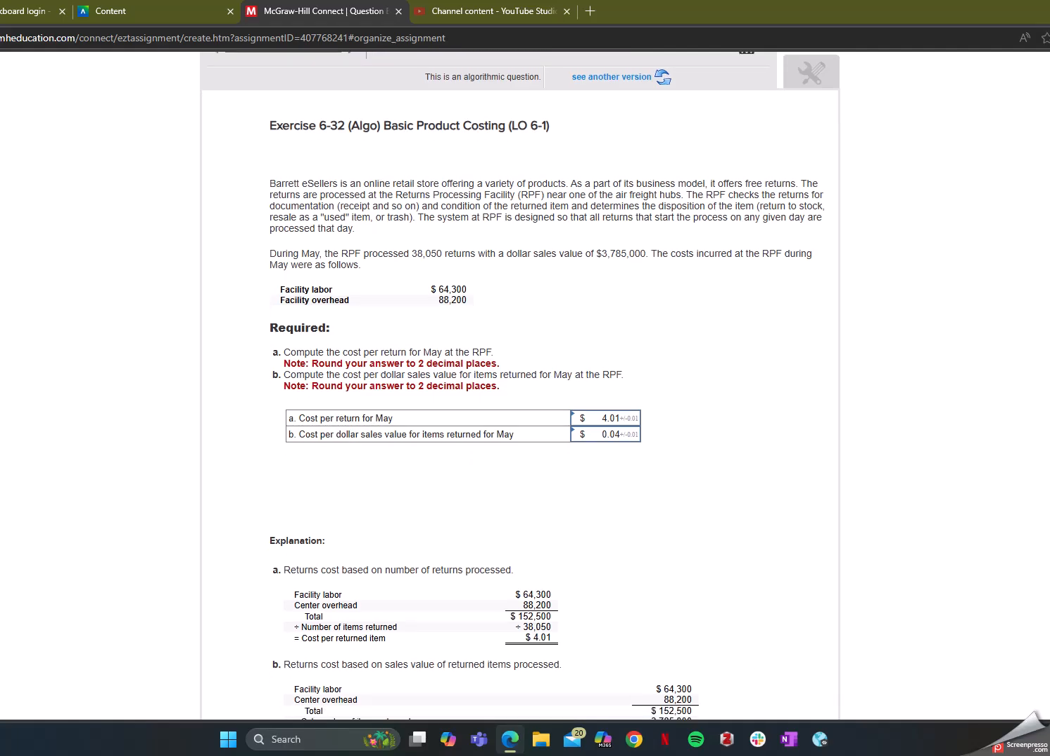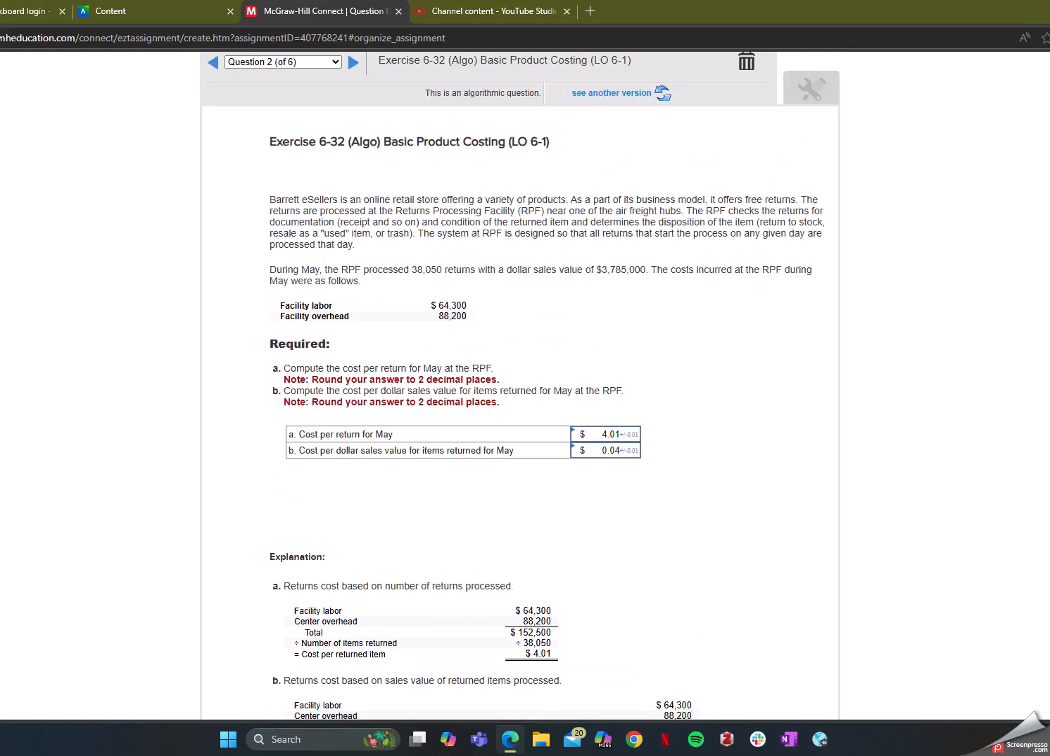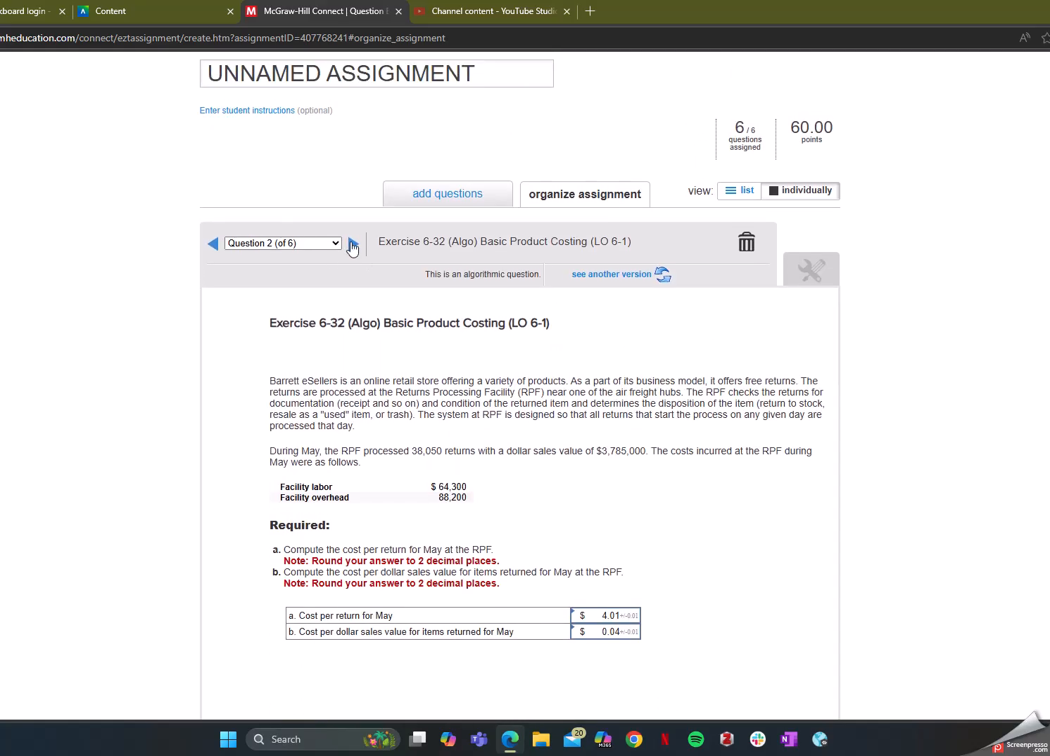Now then the second thing says compute the cost per dollar sales volume for the returns. So in that case, we are going to take our total costs incurred for those returns and then divide them by the sales dollars. So the 3,785,000. So that would give us 4 cents is the cost of that return facility per dollar of sales returns.